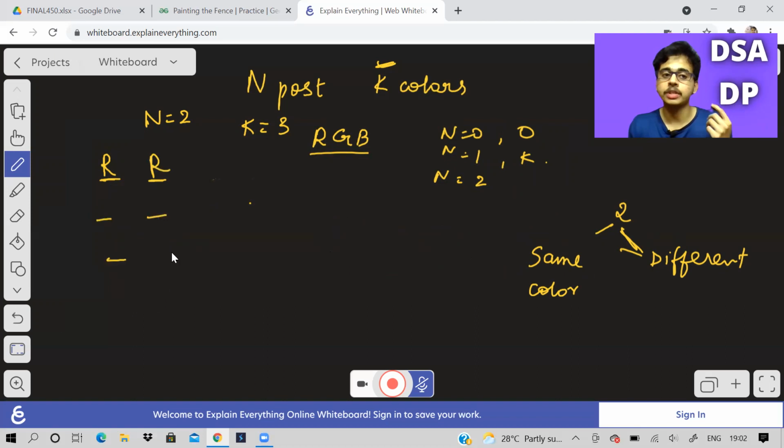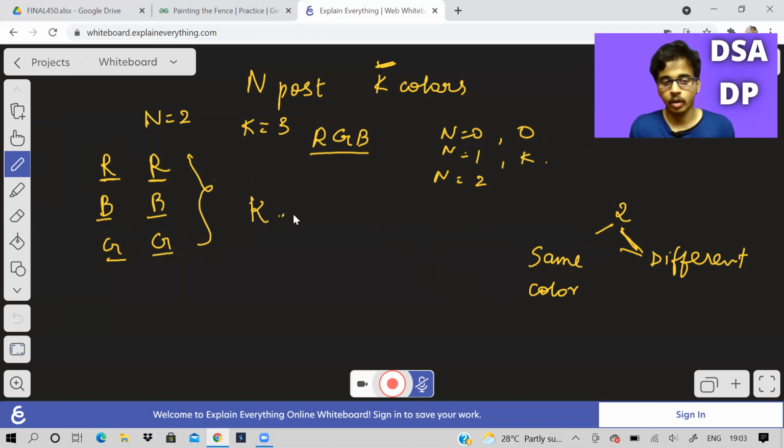Like this, how many options do you have? You can do RR, BB, GG. That means the second post you color with the same color that you used to color the first post. So like this, how many options are there? K options. K is 3 here, 3 options, K.